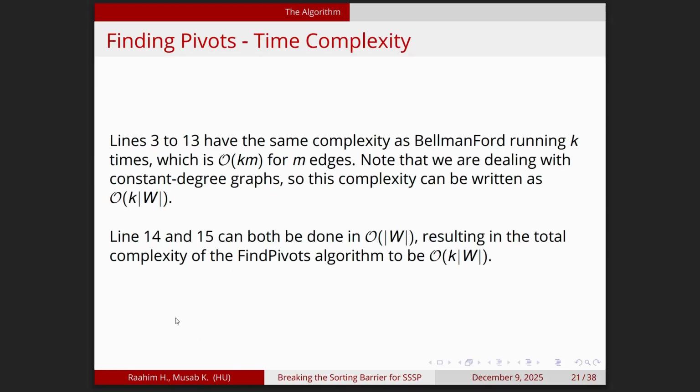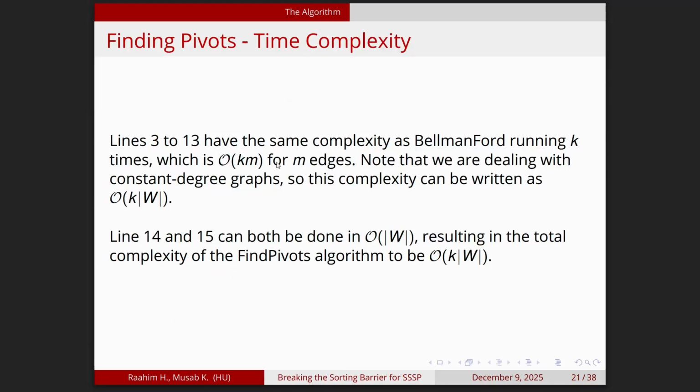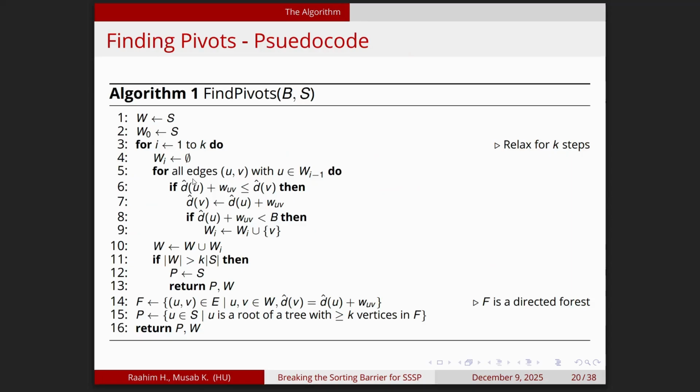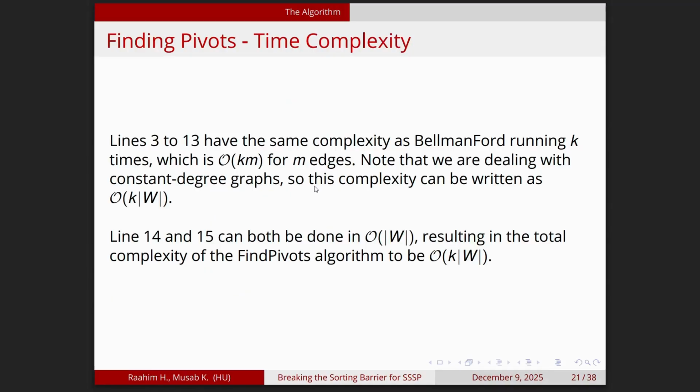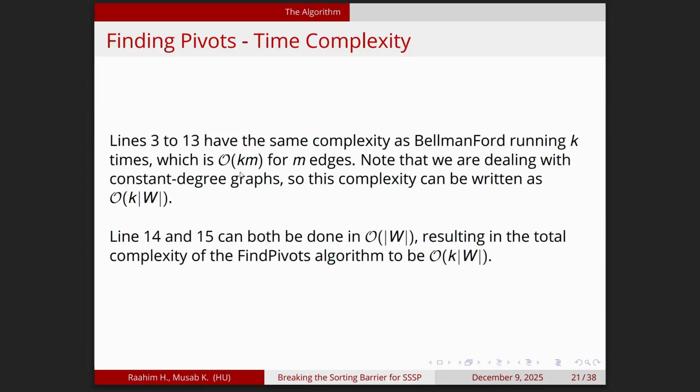Going towards the time complexity real quickly, lines 3 to 13 are just Bellman-Ford, and we know Bellman-Ford runs in m times k, where m is the number of edges and k is the number of steps. Since we are working with constant degree graphs, our number of edges is only a constant factor more than the number of nodes, which works out to be the number of vertices in W. So lines 3 to 13 can actually run in k times the size of W. Lines 14 and 15 can be done in linear time in the size of the set of nodes W. So our time complexity becomes dominated by our Bellman-Ford, which works out to be big O of k times the size of set W.